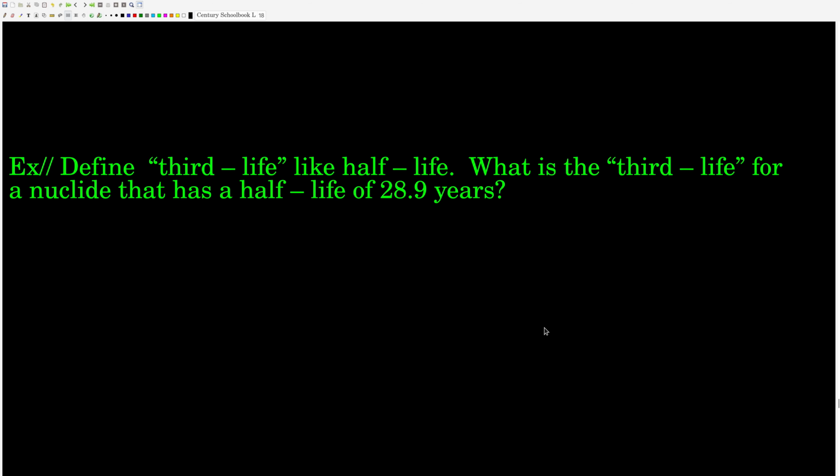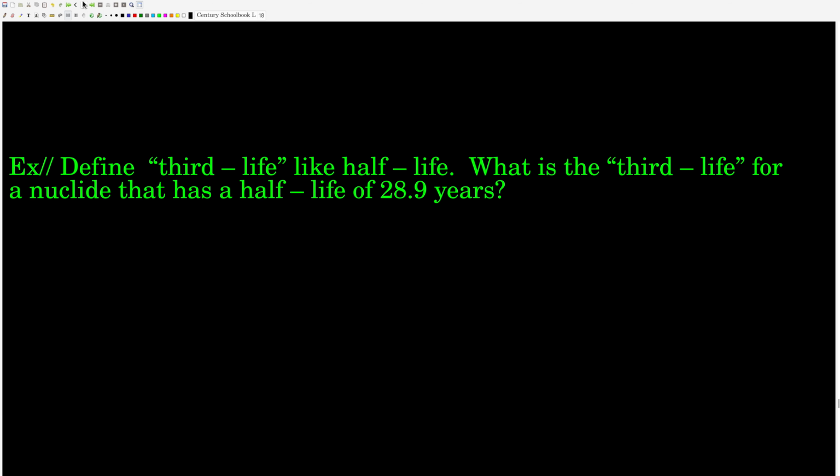First, we can define something called the third life, just like we did the half-life. What I'd like you guys to do is see if you can figure out what the third life is for a nuclide that has a half-life of 28.9 years, strontium-90 like we just saw. Go ahead and play with that equation, natural log of n over n0 equals negative kt, and see if you can get a formula for the third life, and then use that to get the value for the third life, given that the half-life is 28.9 years. So go ahead and pause the video and come on back when you get your answers.